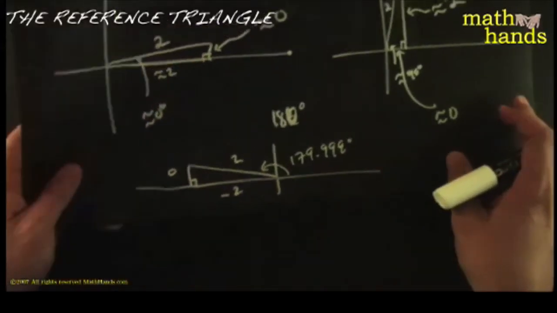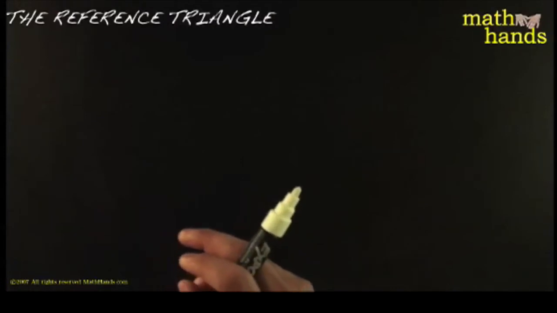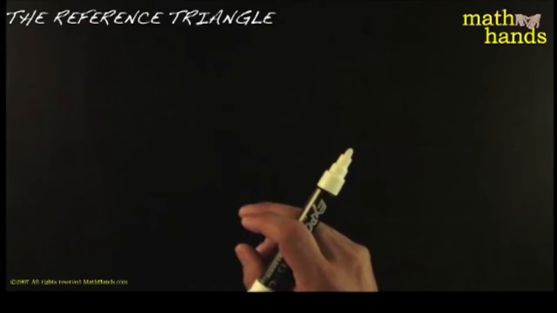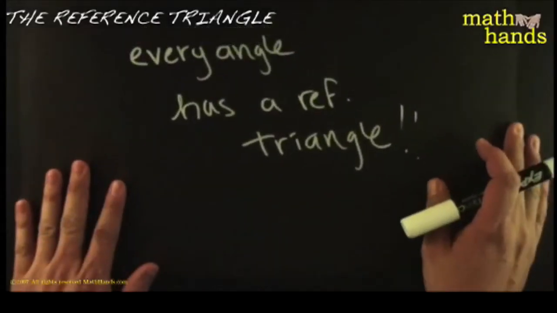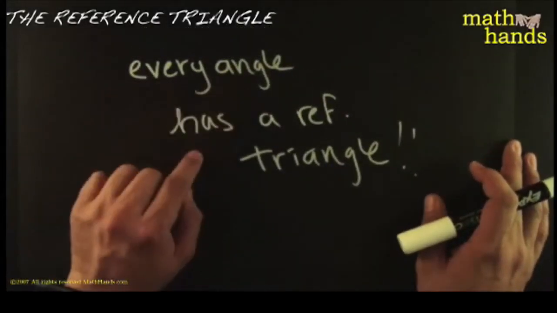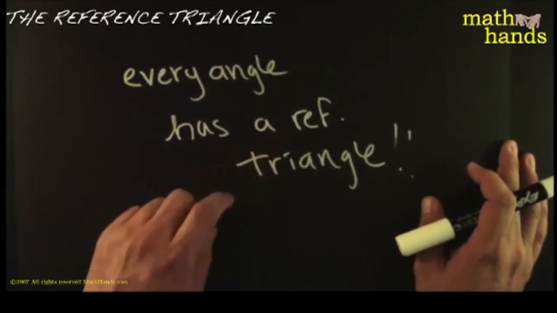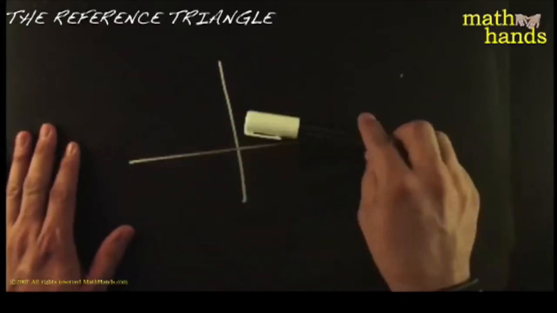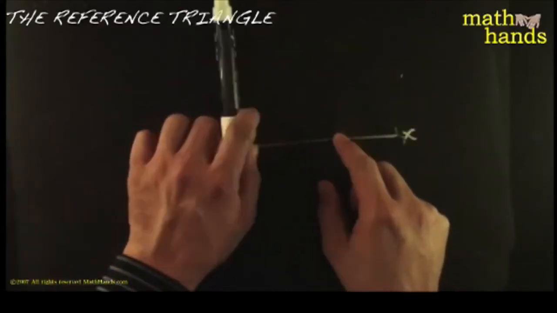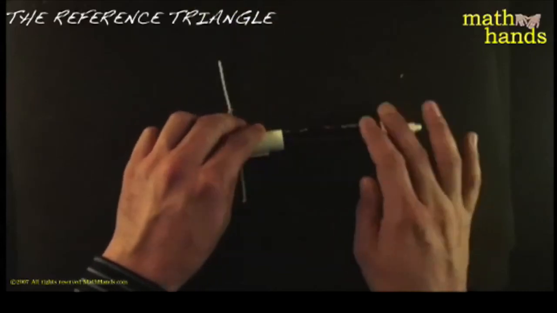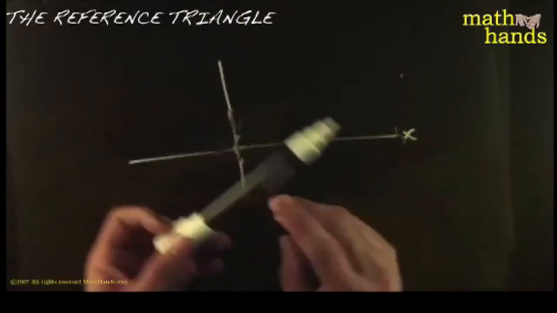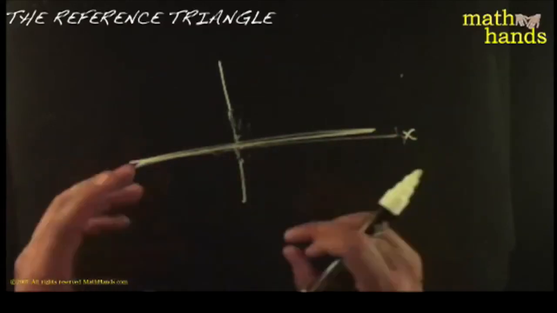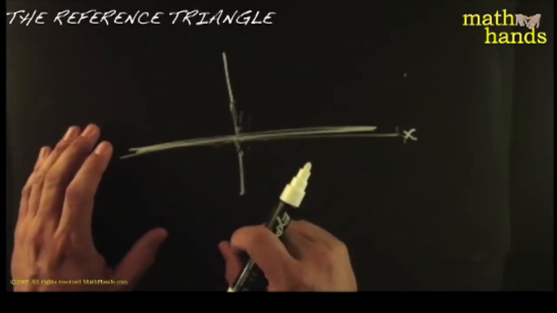Okay, I think that's all for now. Your job now is to draw a whole bunch of reference triangles and realize that every single angle has a reference triangle. Always, you start on the positive x-axis. You start here, and you go counterclockwise for positive angles, this way for negative angles. Draw a perpendicular, always to the x-axis. Label the sides, include signs, and you should be good to go.